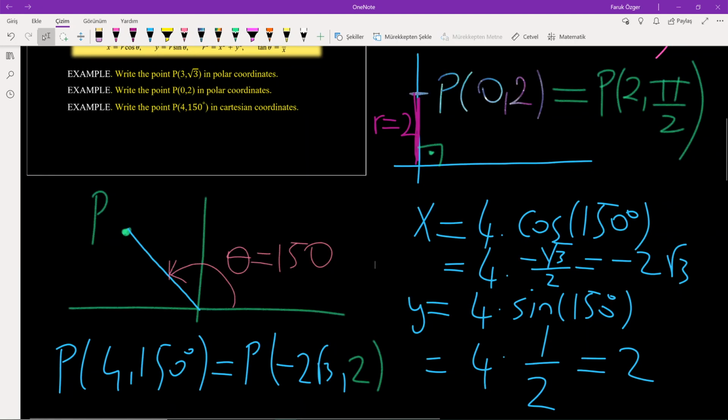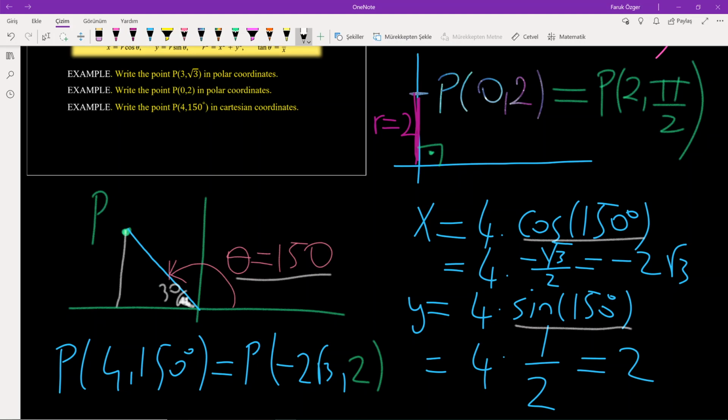I think now one question remains unanswered. How do we get cosine 150 and sine 150 degrees using the given information? As you see, theta is 150. It means you have 30 degrees here. Okay, this is 30 degrees. If you draw a straight line, this is the 90 degrees, so this is 60. This is a special triangle.